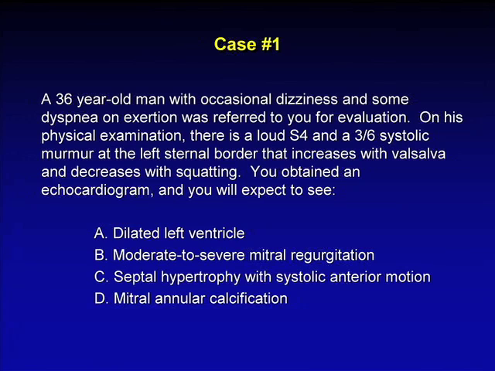This is a 36-year-old man with occasional dizziness and some dyspnea on exertion who was referred to you for evaluation. On physical examination, there's a loud S4 and a 3/6 systolic murmur at the left sternal border that increases with Valsalva and decreases with squatting. You obtain an echocardiogram, and you expect to see: A, dilated left ventricle; B, moderate to severe mitral regurgitation; C, septal hypertrophy with systolic anterior motion; and D, mitral annular calcification.